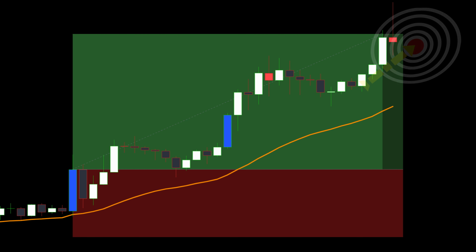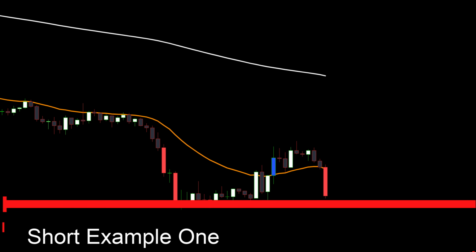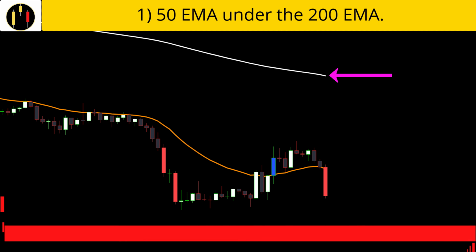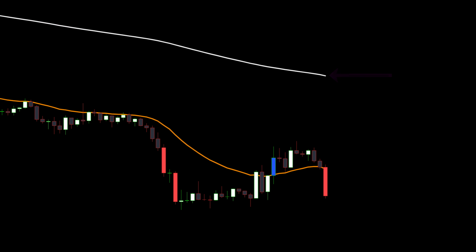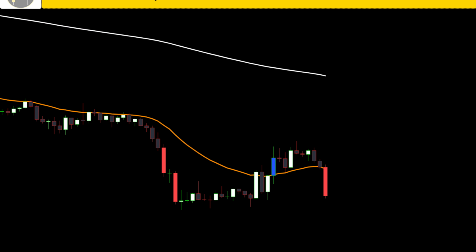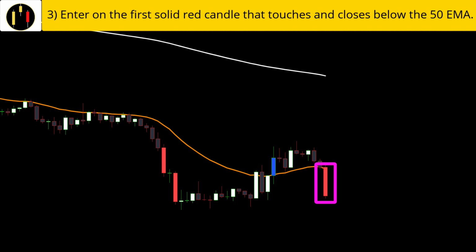Now we flip to shorts. This is what I will test for shorts. First, the 50 EMA in orange must be below the 200 EMA in white. The second rule requires price to touch or go below the 50 EMA. The final rule requires a solid red candle to touch and close below the 50 Exponential Moving Average.